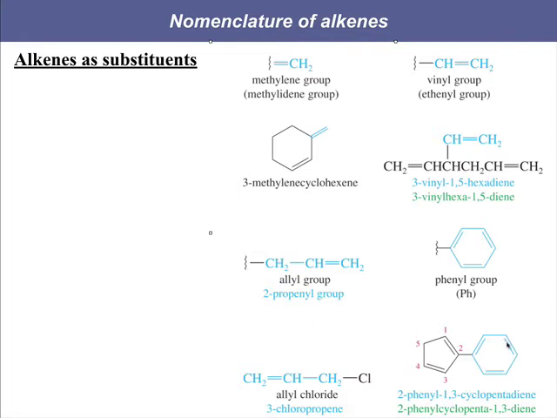And then we've got this ring coming off of it, this benzene ring that's a substituent. So we could call it 2-phenyl. It's got a phenyl group coming off of the 2-carbon of the cyclopentadiene.